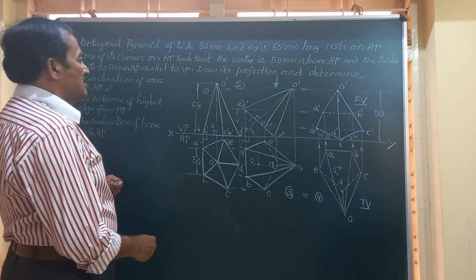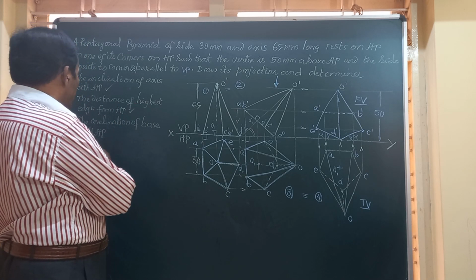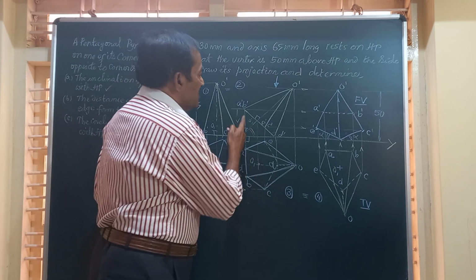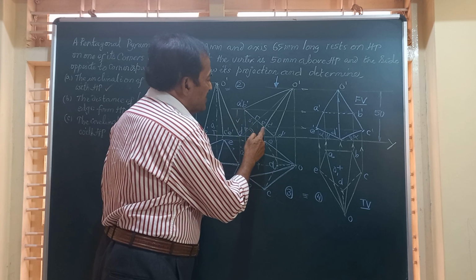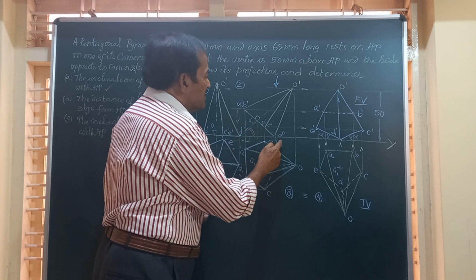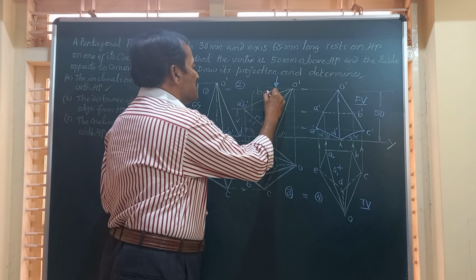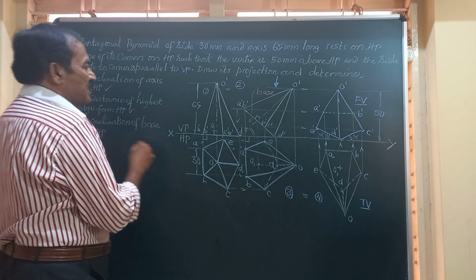And friends, next we have got the inclination of base with HP. In the second figure, A dash, B dash, C dash, E dash, D dash represents the base of the solid. This is the base of the solid. And what is the angle made by that base with the HP?